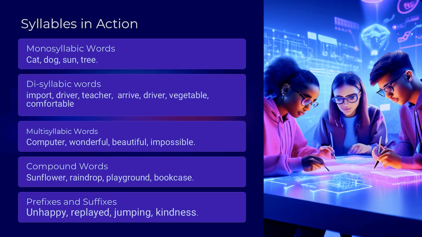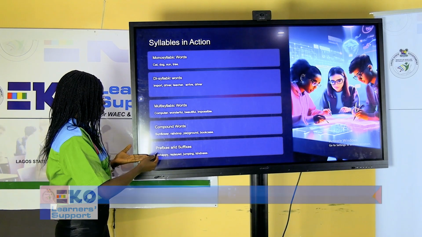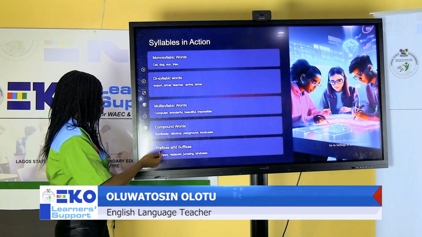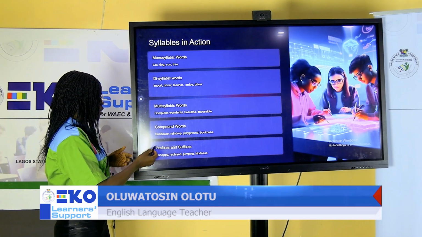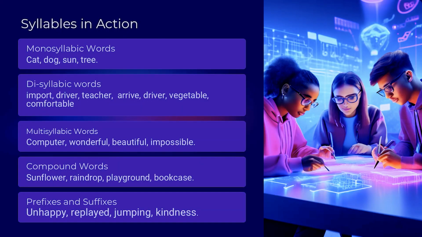Then when we talk about prefixes and suffixes, we add a prefix such as un to a word, and in that case we have words with more than 1 syllable. For instance, we say unhappy, that's a 3-syllable word. By using our prefix, we have added an additional syllable to that word. Replayed. The prefix here has made this particular word more than one syllable.